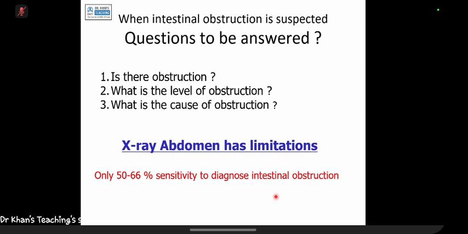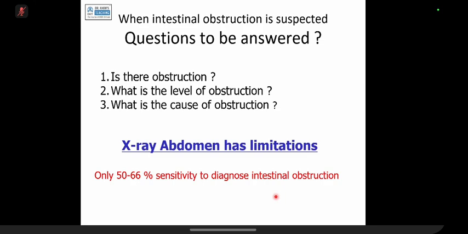Question number one. What is the level of the obstruction? Is it small bowel? Is it large bowel? What is the cause of the obstruction? Etiology. Of course, CT is much better. But please remember, plain X-ray has got a role, particularly as a screening test.